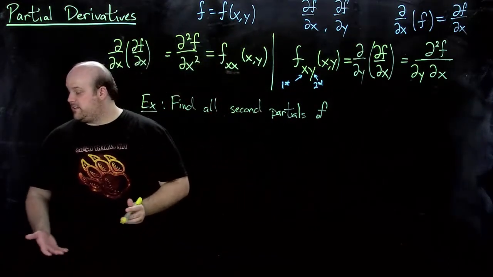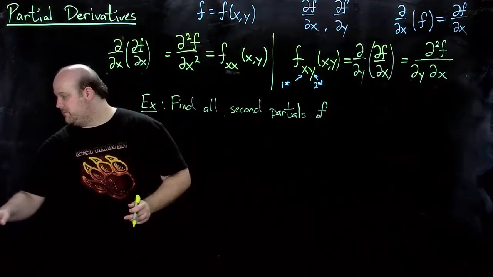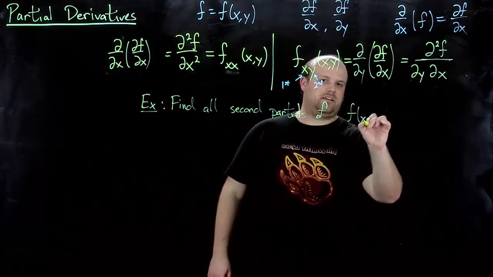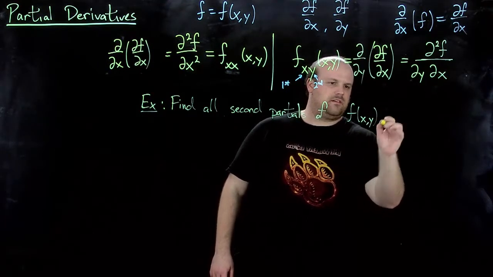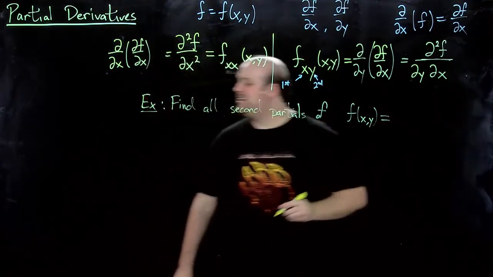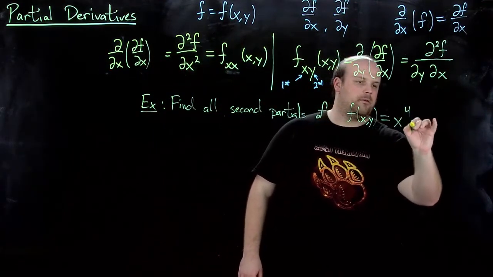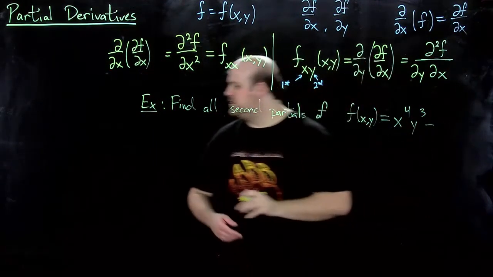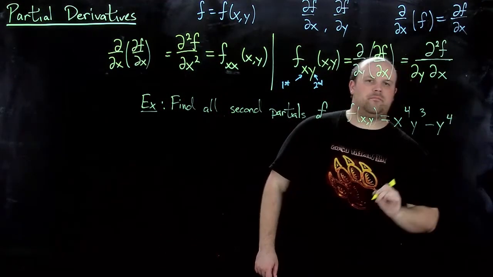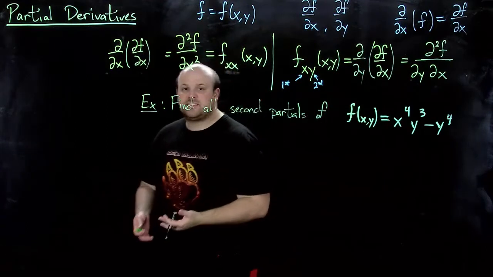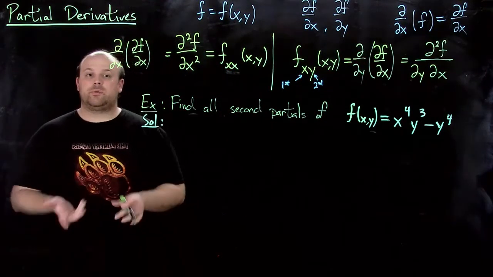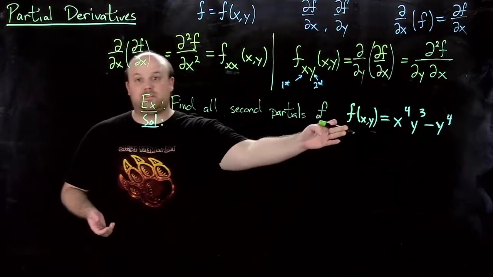Find all second derivatives of, what do I want to give you? F of xy, x to the fourth, y cubed, minus y to the fourth. So we're going to find all second partial derivatives of that. We want to find the second partial derivatives of this function here.